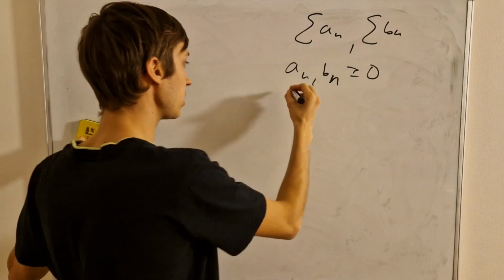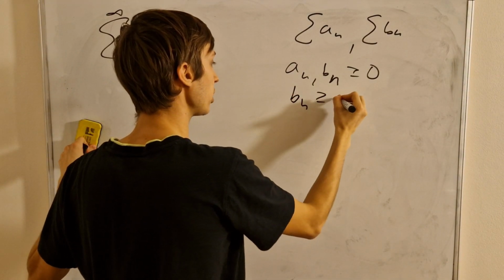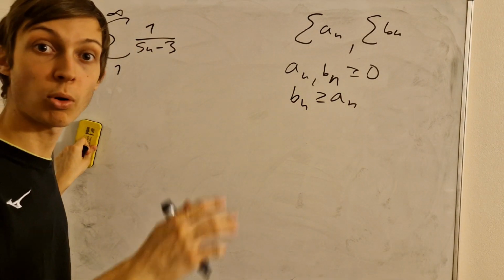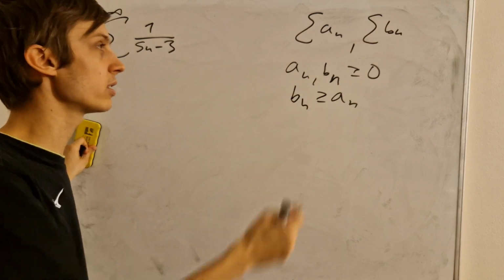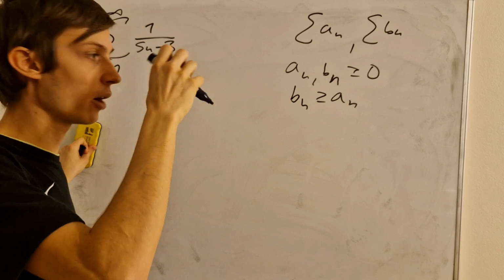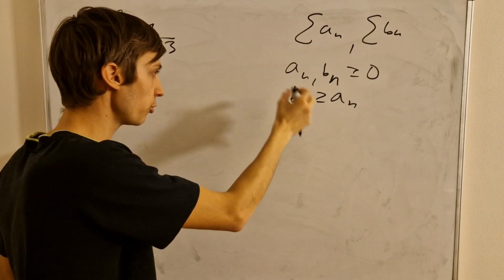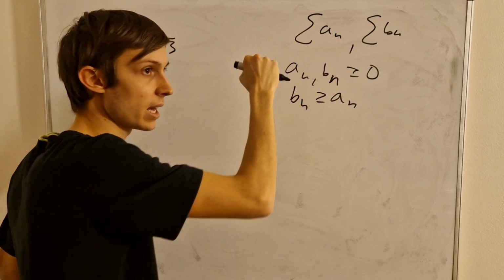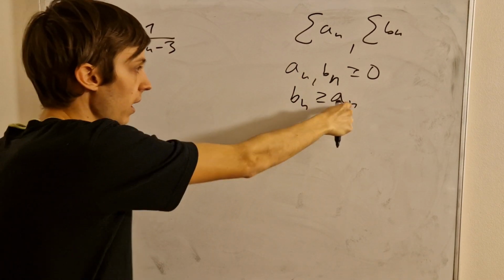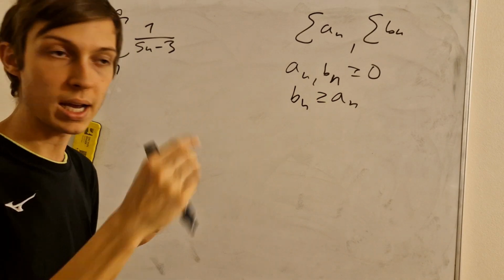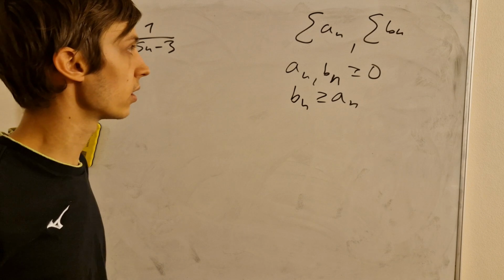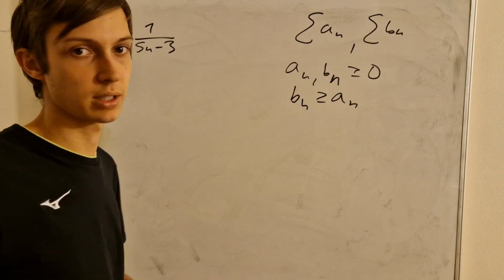And another property is we have b_n that is bigger or equal at least to a_n. So what I'm saying is we have two series with terms that are positive, and the corresponding terms are in such a way that for each two corresponding terms, from b_n and a_n respectively, we have b_n is bigger than a_n. So for the same n, b_n is bigger than a_n. Any corresponding term will be larger in the case of the b_n infinite series.